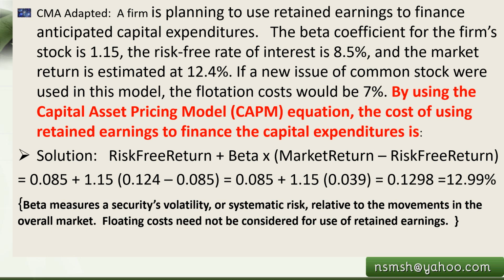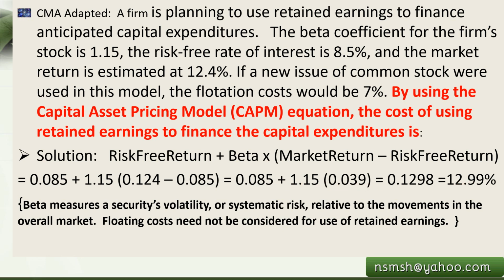First, 8.5%, which is the risk-free return. So the risk-free interest rate is 8.5% plus beta value 1.15 multiplied by the market rate of 12.4% minus the risk-free return of 8.5%. So you get accordingly the value of 12.99%.